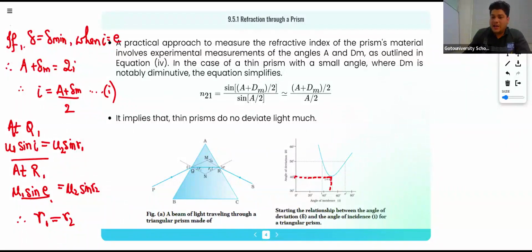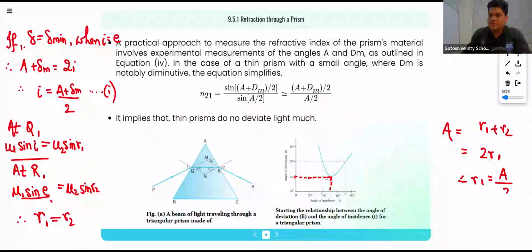If you can write R1 as R2, so what you have for A? A will be equal to R1 plus R2. That means this will be equal to 2R1. That means R1 will be equal to what? Your R1 will be equal to A upon 2. Your R1 is A upon 2.